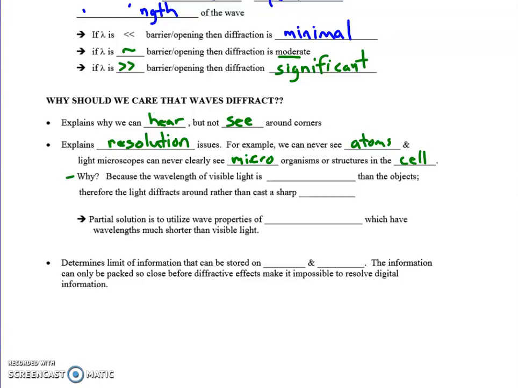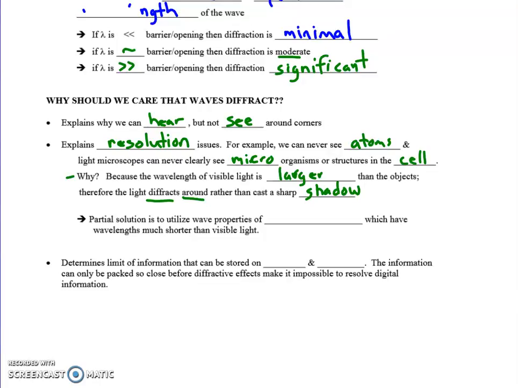In order to see an object sharply, let's say the nucleus of a cell, you have to have light hit it, bounce off, and then come through the lenses, be magnified, and you get a sharp image. But since the nucleus of the cell is so small, or the chromosomes therein, the wavelengths of light that hit it are actually longer than the size of the object. Because the wavelength of visible light is larger than the objects, or at least roughly the same size, the light will diffract around it. And because it diffracts around it, it does not cast a sharp shadow. In other words, the object you're looking at will be very, very fuzzy.